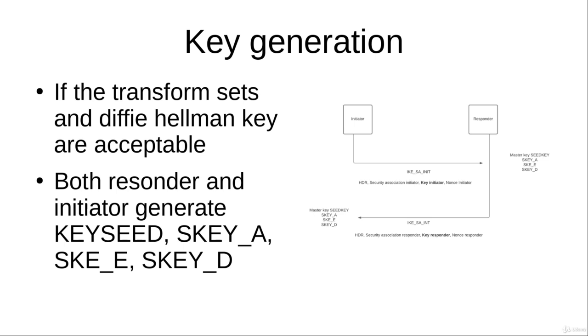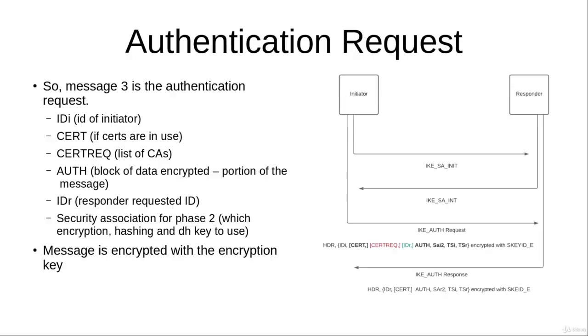Message 2 can also contain a certificate request, that is, if the responder supports certificate authentication. So, now that both sides are able to communicate securely, the initiator will send an authentication request. This is message 3 here. This message contains multiple pieces of information.